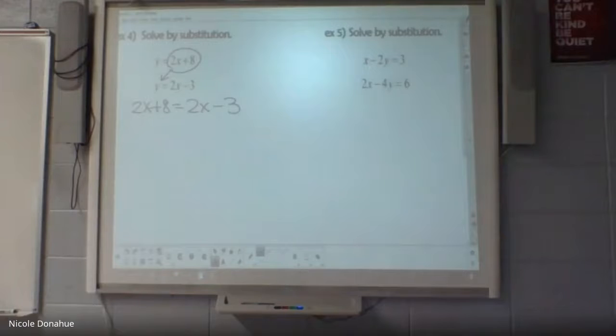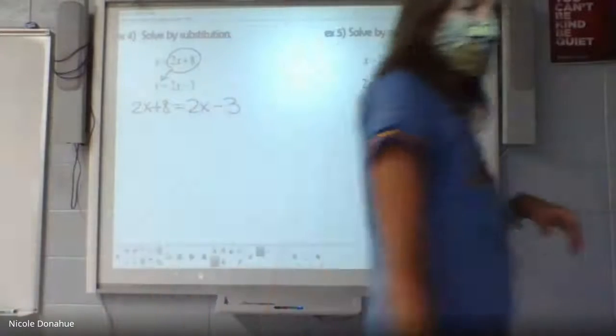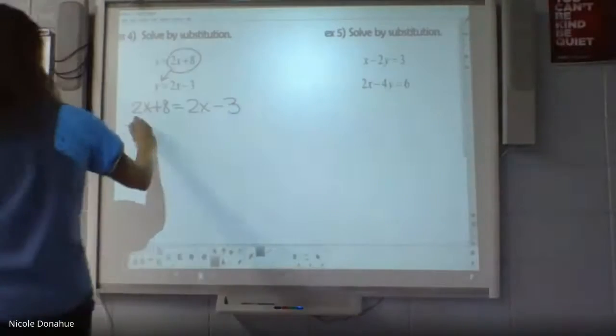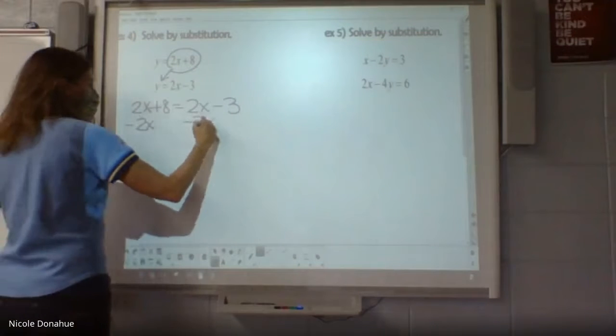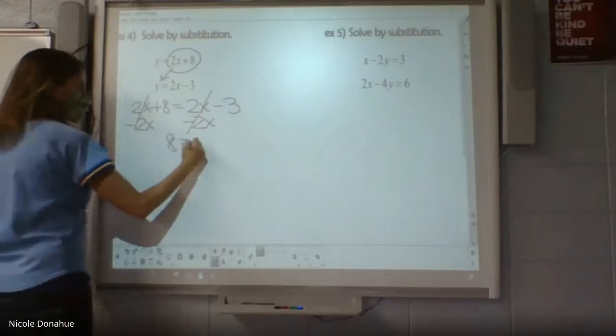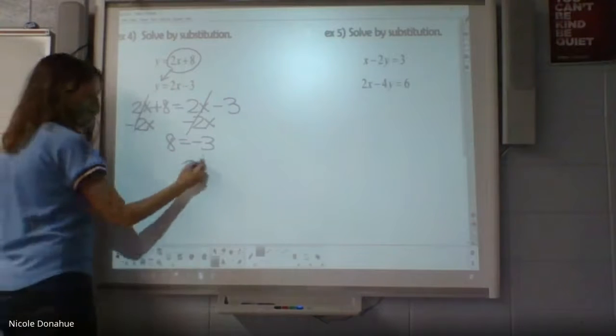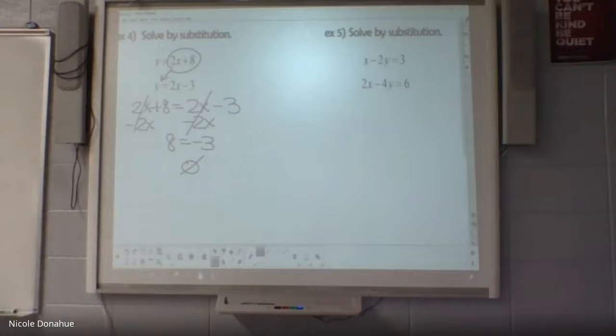Now this also is kind of weird in this case. What happens? They cancel each other out. There's 2x's on each side. So I get 8 equals negative 3. So what's true of that kind of solution? What do we say about that? Does 8 equal negative 3? No. So we say it's no solution. The 0 with a line through it is our no solution, our empty set. There's no answer that works for that.